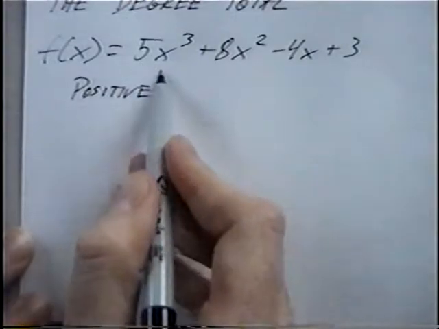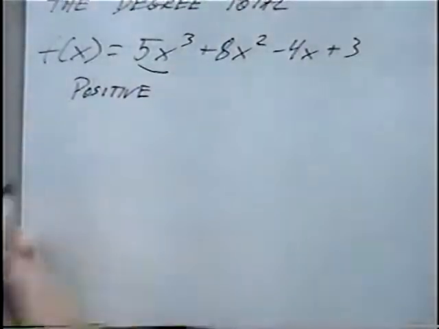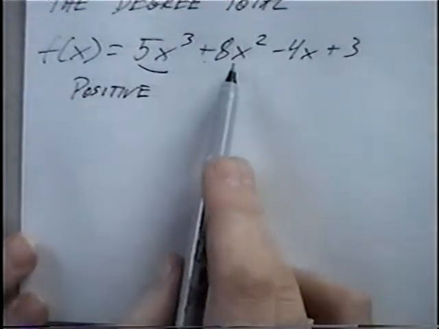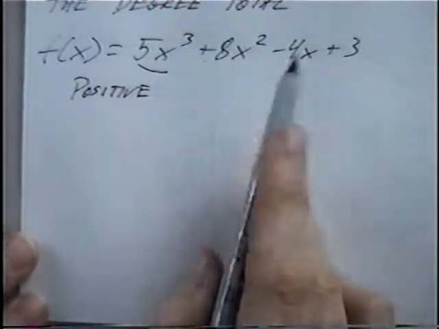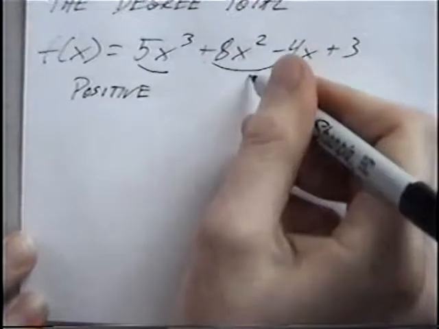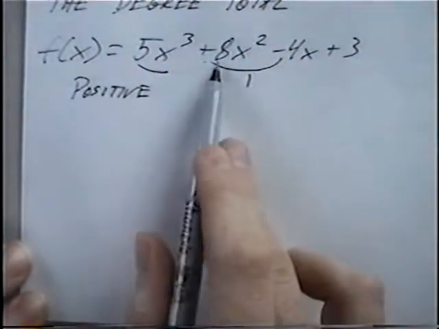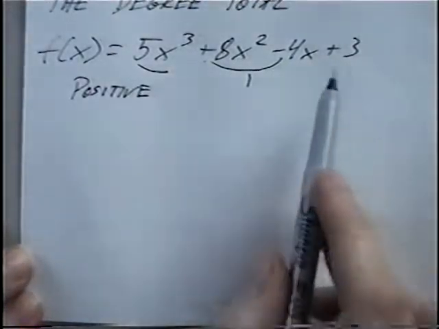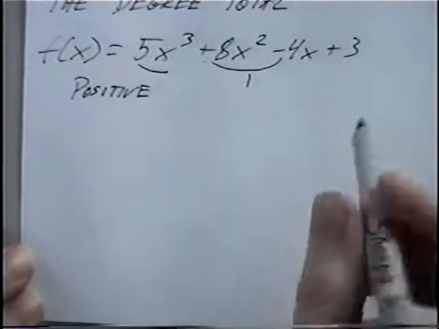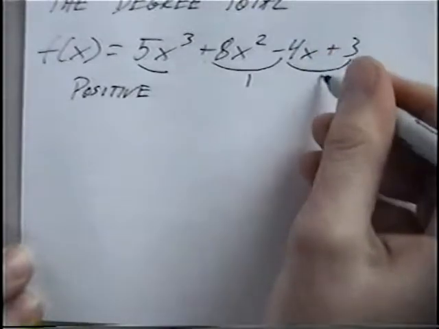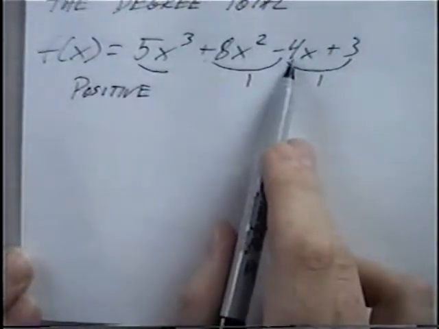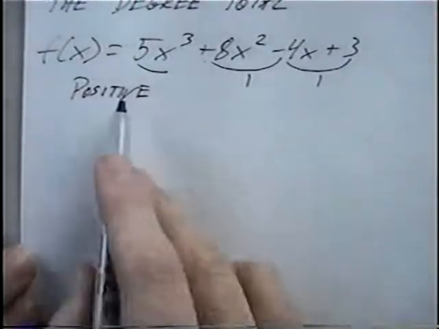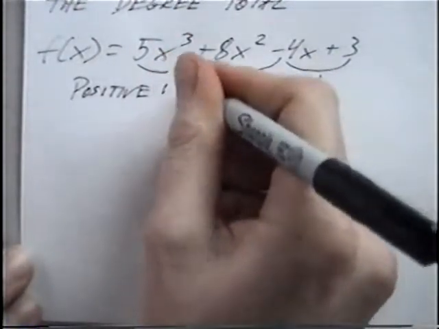First one goes from positive 5 to positive 8. That's not a sign change because it goes from positive to positive. The next number goes from positive 8 to negative 4. That counts as one sign change, changing from a positive number to a negative number. And also from negative 4 to positive 3. That counts as a sign change because it goes from negative to positive. If it changes twice, there are 2 positive zeros.